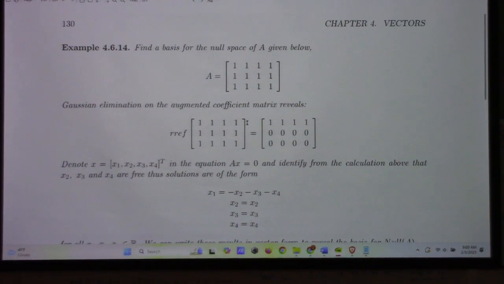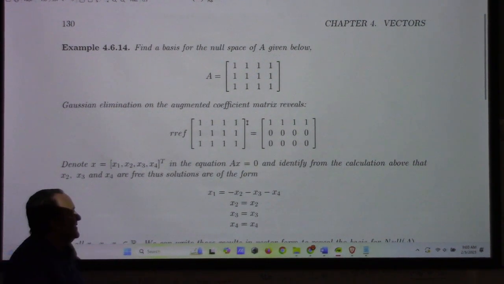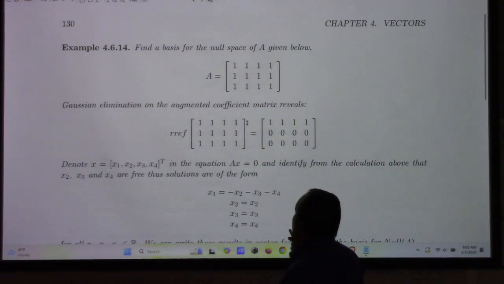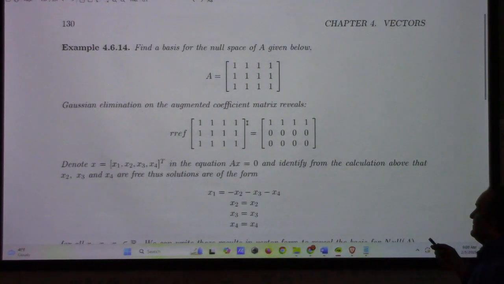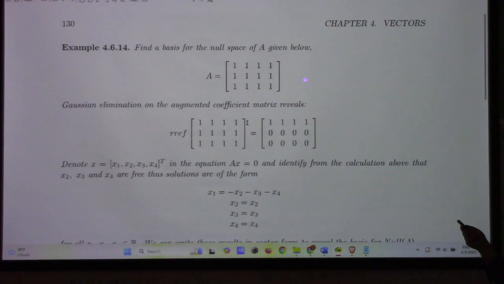This one's kind of silly. Here you have a rather silly matrix, right? 1 1 1 1 1 1 1 1 1 1 1 1. I probably didn't say the right number of ones, but you get the idea, right? This 3 by 4 matrix.